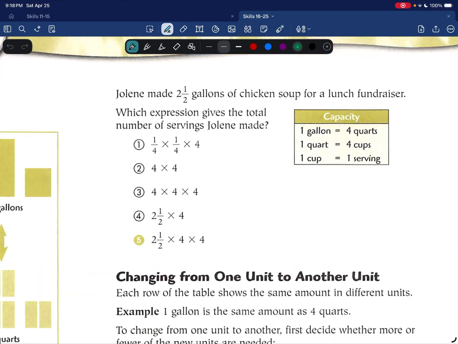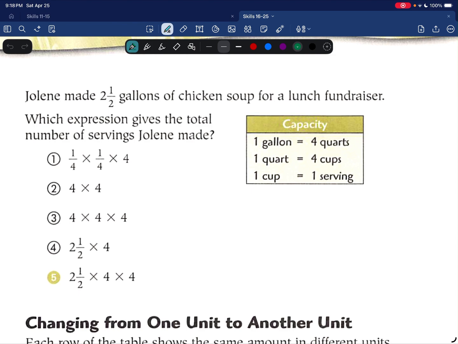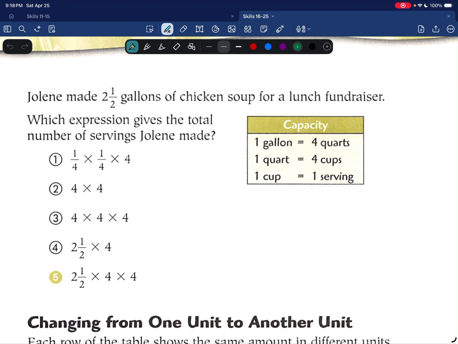So let's look at a story and see what we need to do to solve the problem. Jolene made 2.5 gallons of chicken soup for a lunch fundraiser. Which expression gives the total number of servings Jolene made? And they have broken this one down in number 5. 2.5, that's gallons, times 4 quarts times 4 cups would give you the correct answer.